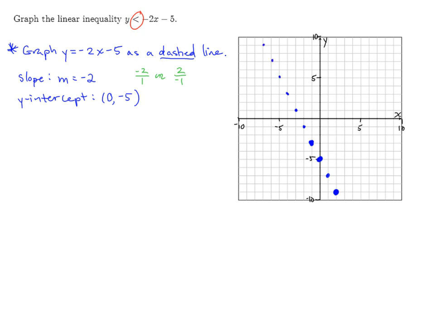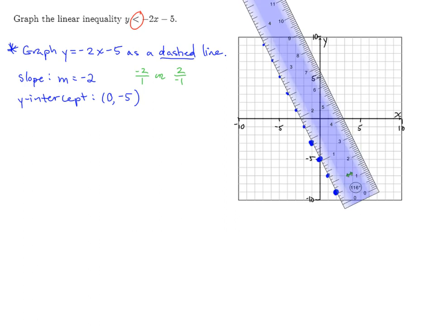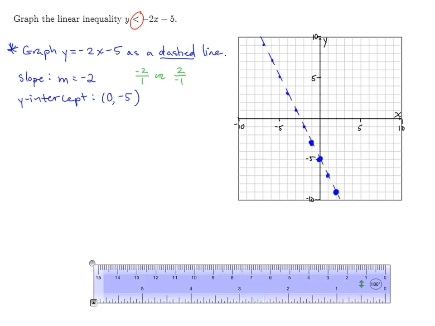Okay, so now I'm going to connect all of these with a dashed line. So I'll grab my ruler, and then I'll line it up with these points. And now that it's lined up, I'll draw that as a dashed line. And in this case, I'm going to clean up some of these oversized points. Okay, now I've got a nice clear dashed line, and I'll put arrows on it to show it continues.